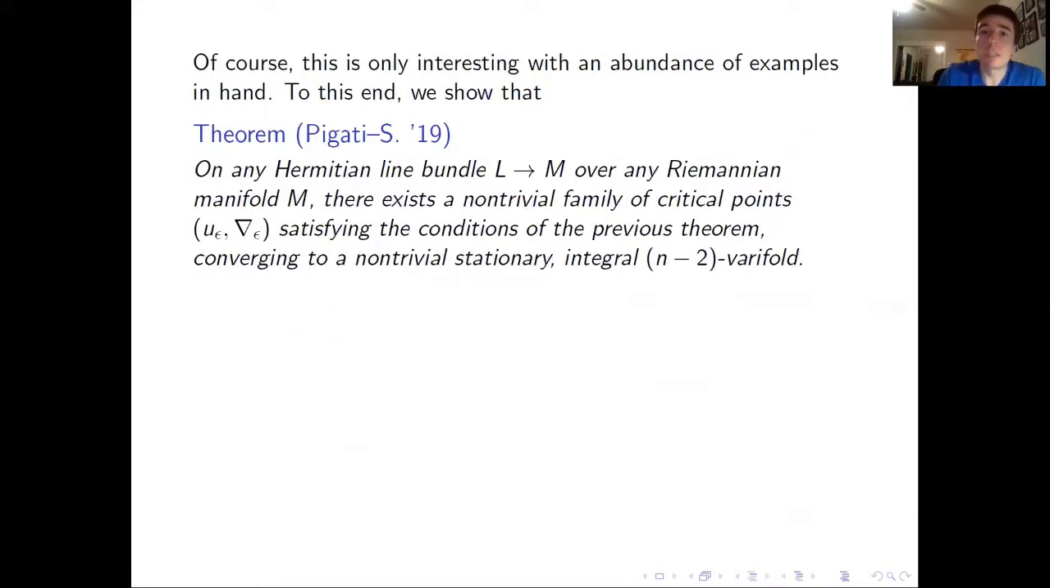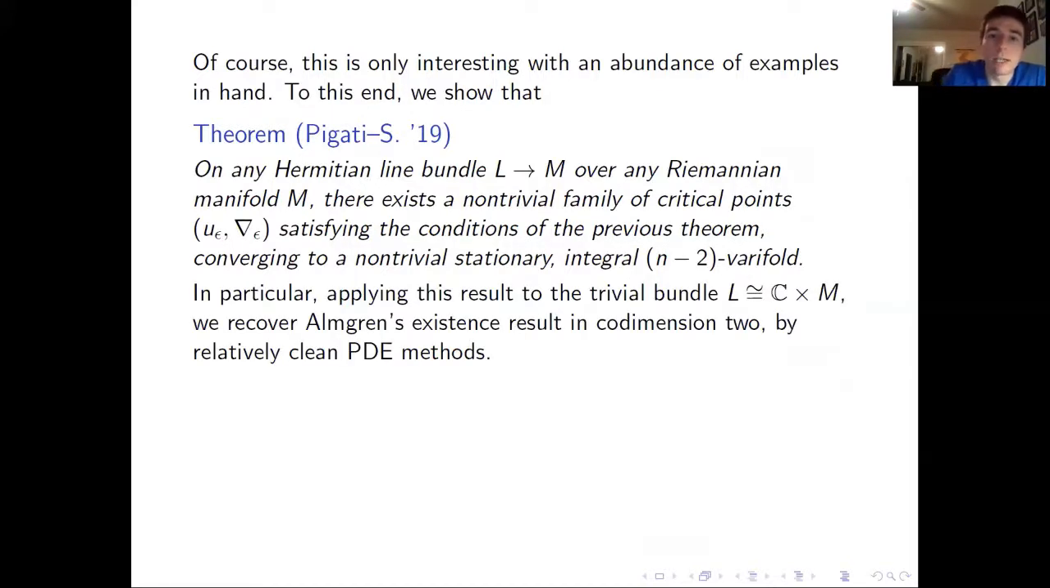Of course, these results would only be interesting if we had lots of examples in hand. If no such families exist, then we're proving the empty statement, right? So to this end, we show that on any Hermitian line bundle over any Riemannian manifold, there exists a non-trivial family of critical points satisfying the conditions of this theorem, such that they converge to a non-trivial stationary integral n minus 2 varifold.